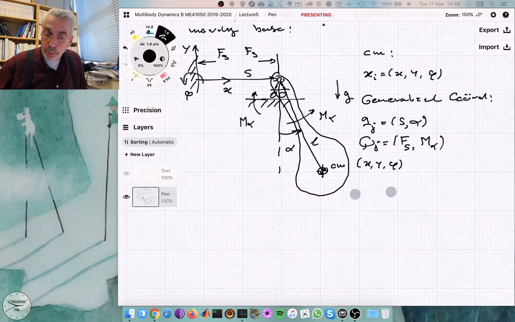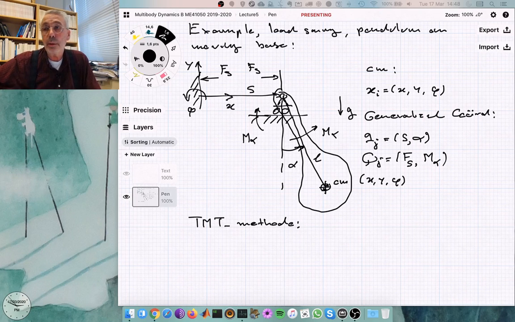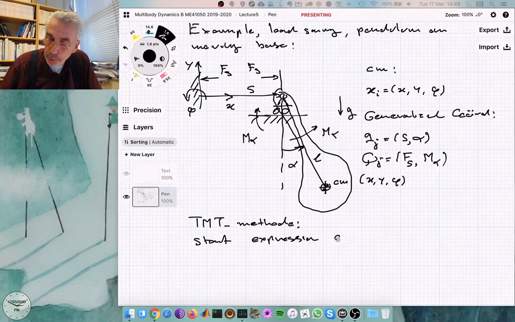Okay, for this example we're going to look at how it works with the TMT method. So TMT method, how does that go? Well, as defined in the first lecture, we have to start with a coordinate transformation, right? So we start with the expression of CM coordinates in generalized coordinates. Or in other words, we have to write down xi is some ti of qj.